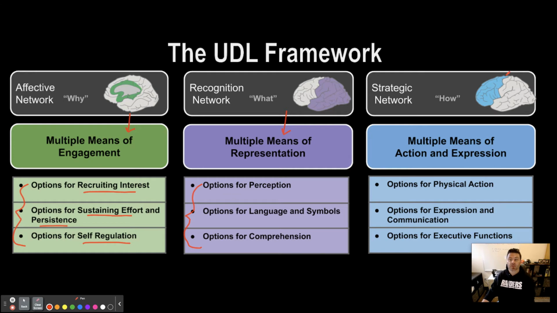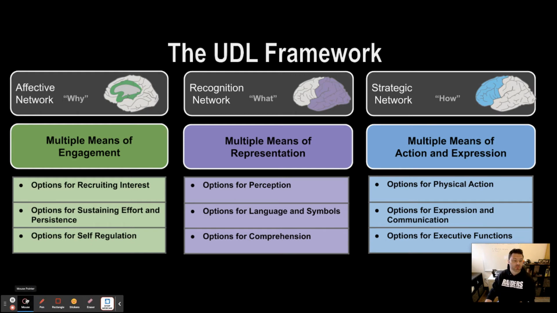All right, so this part of the brain, the strategic network, we know that corresponds with the UDL principle, multiple means of action and expression. But how do you do that? So we know that these guidelines, providing options for physical action, options for communication and expression, and also options for executive functions, are all ways to do that. So that's the way that they are set up.